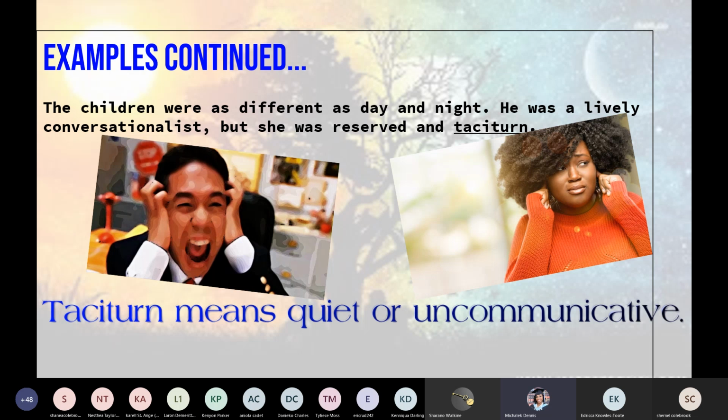Now, what do you think taciturn means? Any answers yet? Christelle said quiet. Brittany said quiet. Nestia said untalkative. Sandy says doesn't like to talk much. Para says quite uncommunicative. Aaliyah says not talkative. Aniola says reserved. Laurent says mute. Kareem says silent or quiet. Good job, guys. Very good.